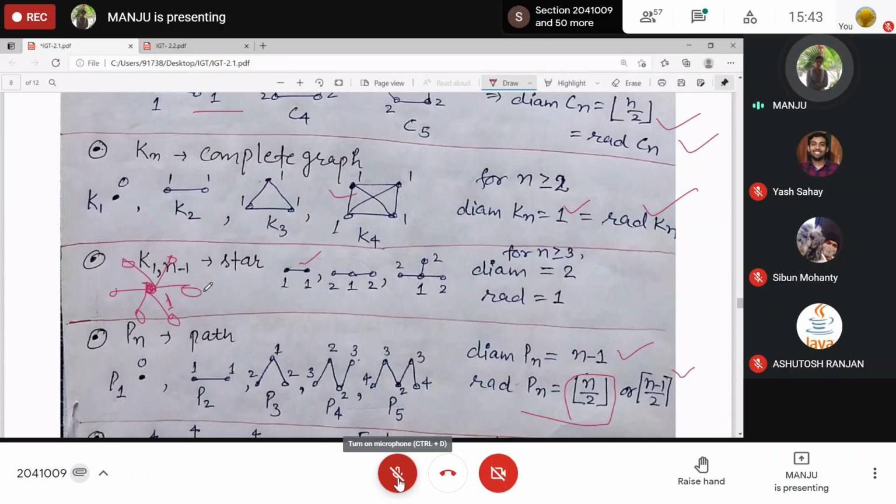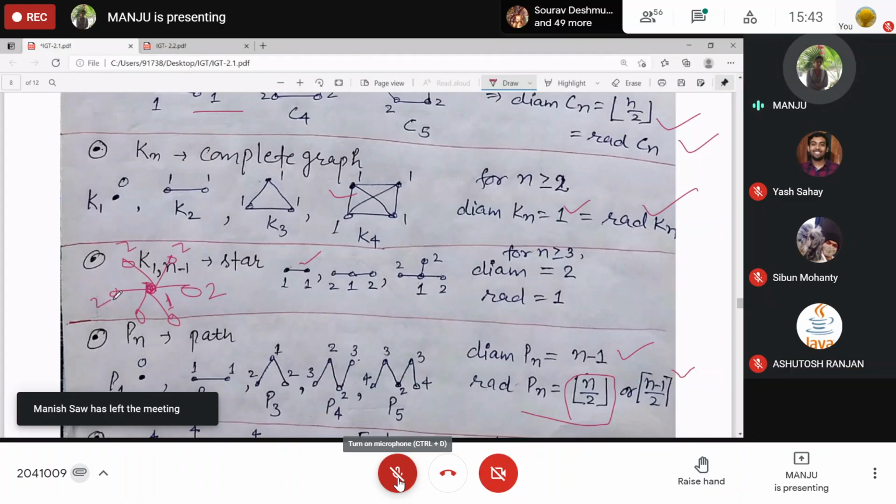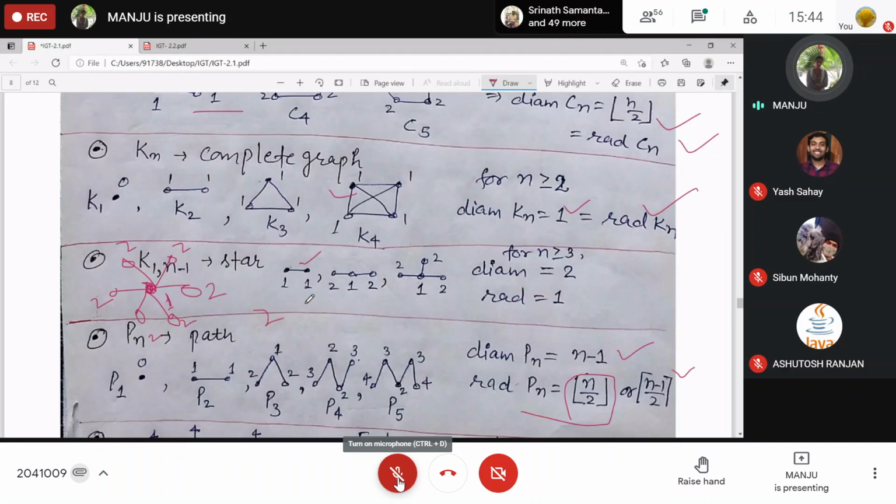Yeah. What about this one? 2. Every other vertex you can reach up to 2 length, right? 2 distance. Each vertex has maximum 2 distance. So diameter is again 2 and radius is 1. Except K1,1, it is same for all others, right? For order at least 3, you have diameter 2, radius 1. For K1,1 it is 1. Clear?